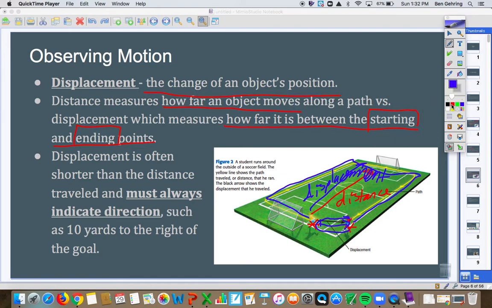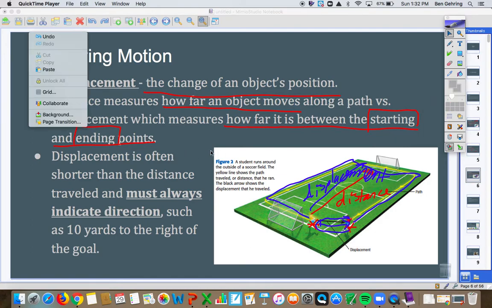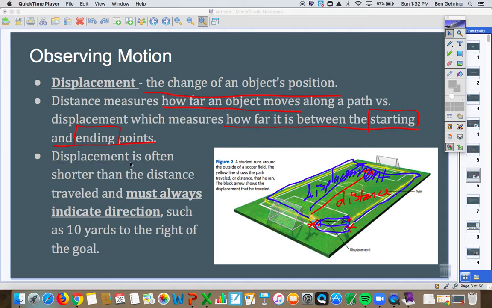But it's really important to note that your displacement is often shorter, and it must always include direction. So for example, we could use cardinal directions. We can assume this is east. So this would be 10 yards to the east. Or we could say it's 10 yards to the right of the goal, standing from our perspective here. That gives us a direction to base our motion off of, which is what we need.